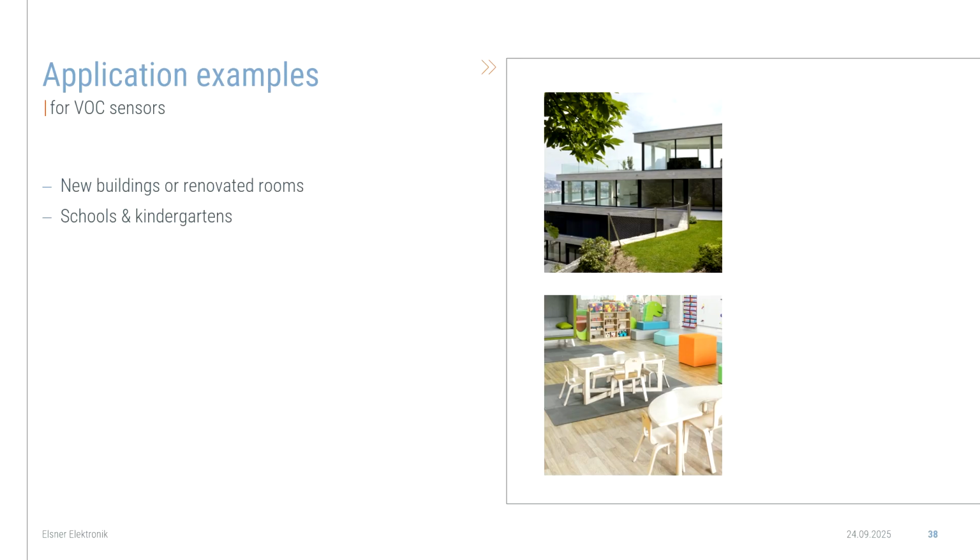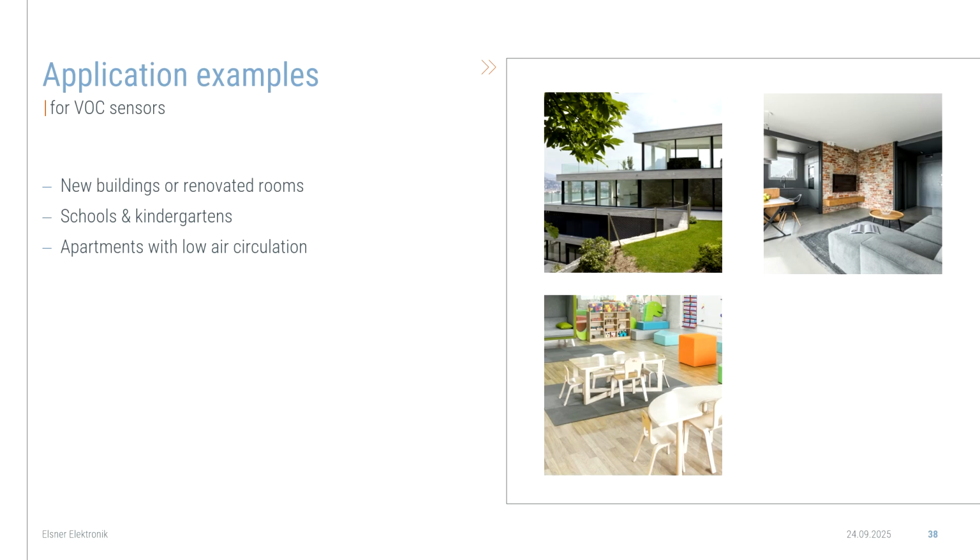In schools and nurseries or kindergartens, children are more sensitive to pollutants in indoor air. VOC sensors help to detect contamination from cleaning agents or craft materials at an early stage. Homes with low air circulation, for example cooking fumes, cigarette smoke and cleaning agent vapors build up, especially in modern airtight buildings. A VOC sensor detects the mixture and enables automatic ventilation.